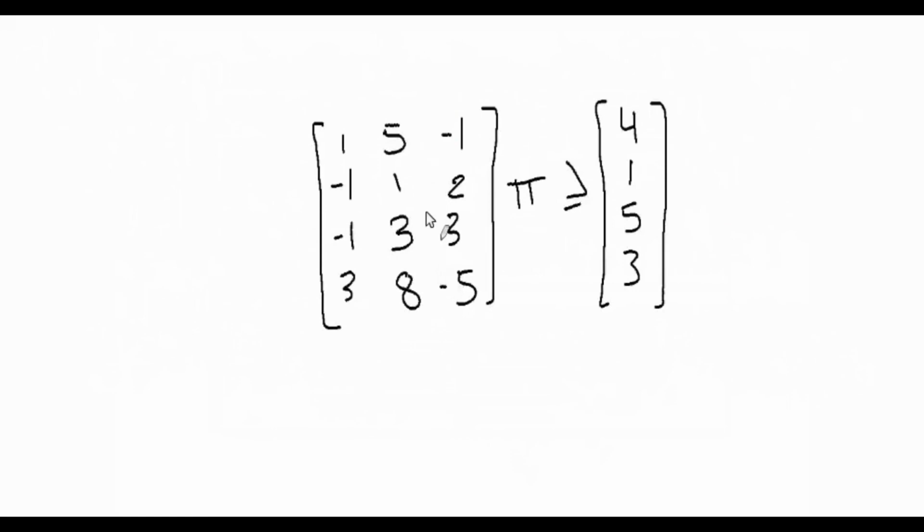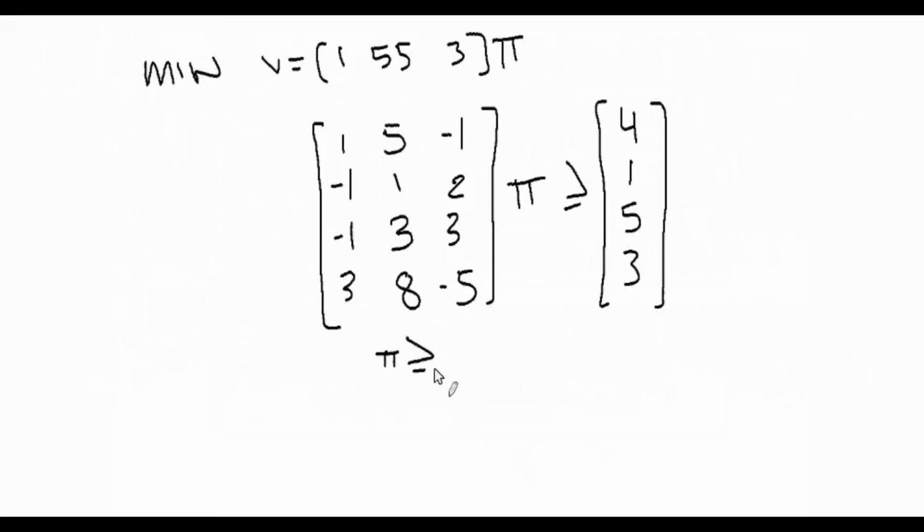So now we can write down the full dual problem. We have all the pieces in place. Earlier we determined that the dual objective function was 1, 5, 5, and 3 as a row vector times pi. Pi here is a 3-element column vector, and also pi is greater than or equal to 0. So that's the dual LP.